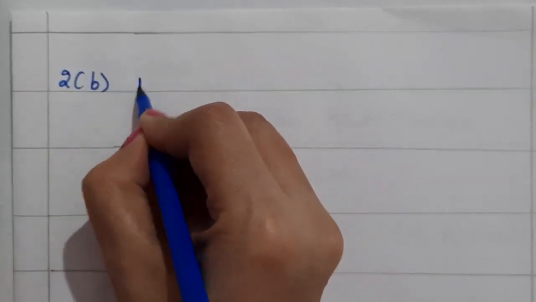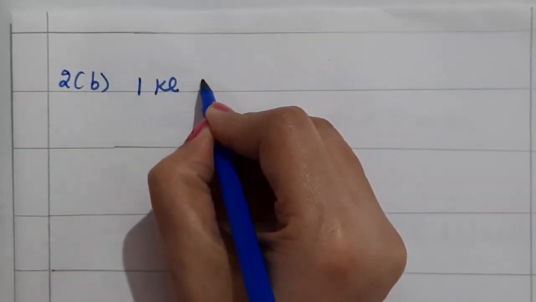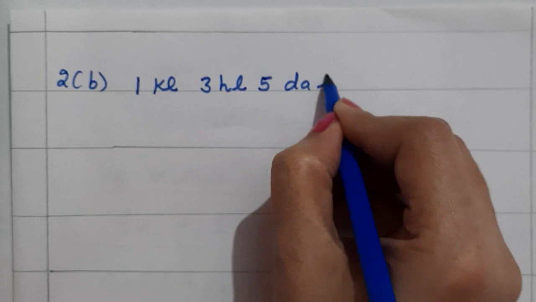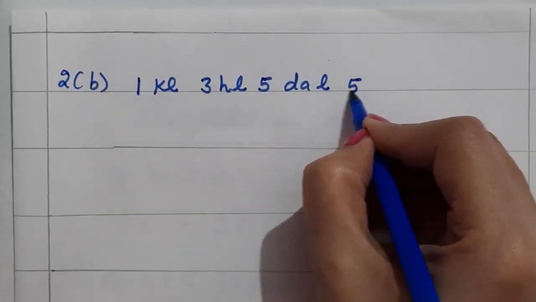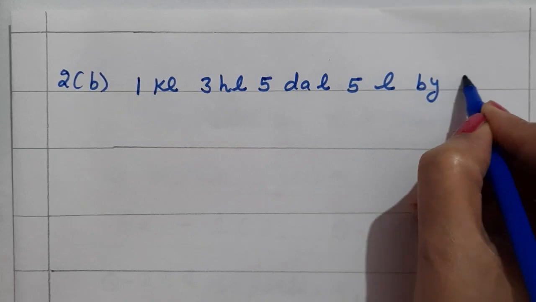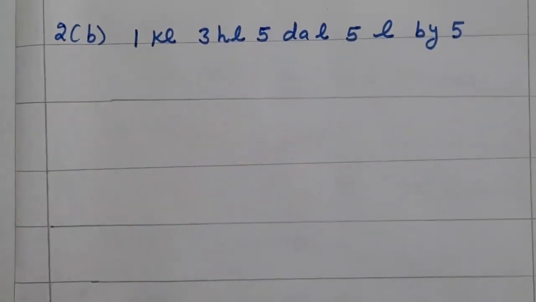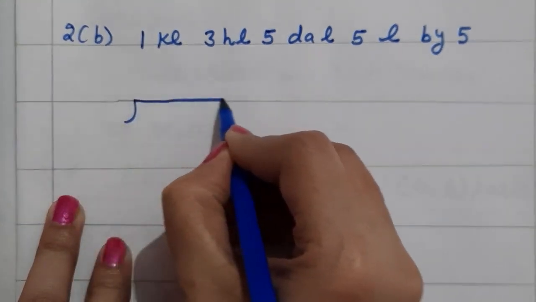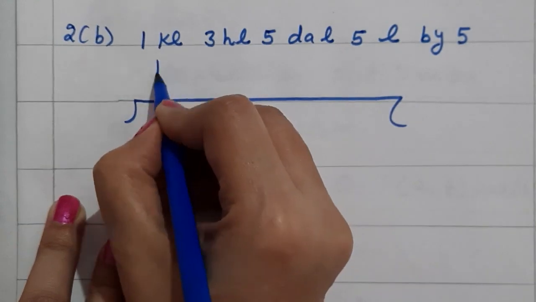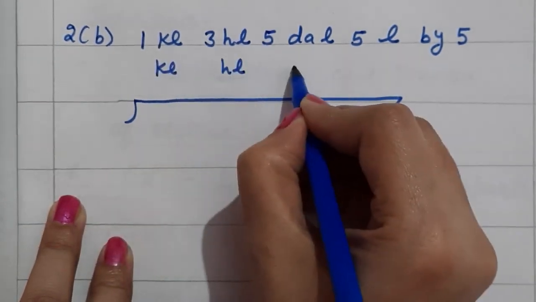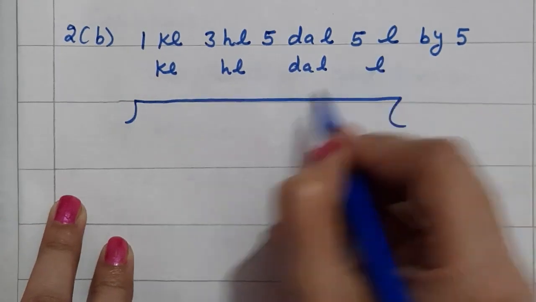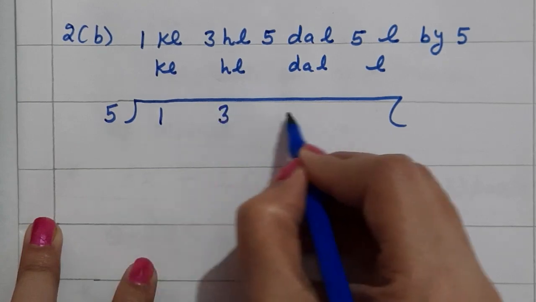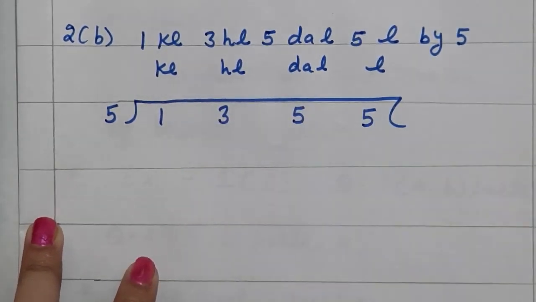It is also of division. 1 kiloliter, 3 hectoliter, 5 decaliter and 5 liter divided by 5. Division is a. So put the division sign. Write down the units: kiloliter, hectoliter, decaliter and liter. Division by 5. 1, 3 hectoliter, 5 decaliter, 5 liter.